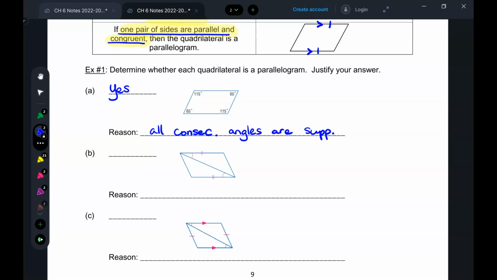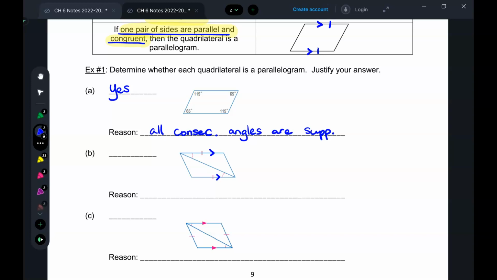What do you think? Yes or no? No. Okay, careful. Yes. You have a pair of sides. What kind of angles are these? Alternate interior. And if alternate interior angles are congruent, then what does that tell us? They're parallel. If these two angles are congruent, these are alternate interior, that makes these lines parallel to each other.